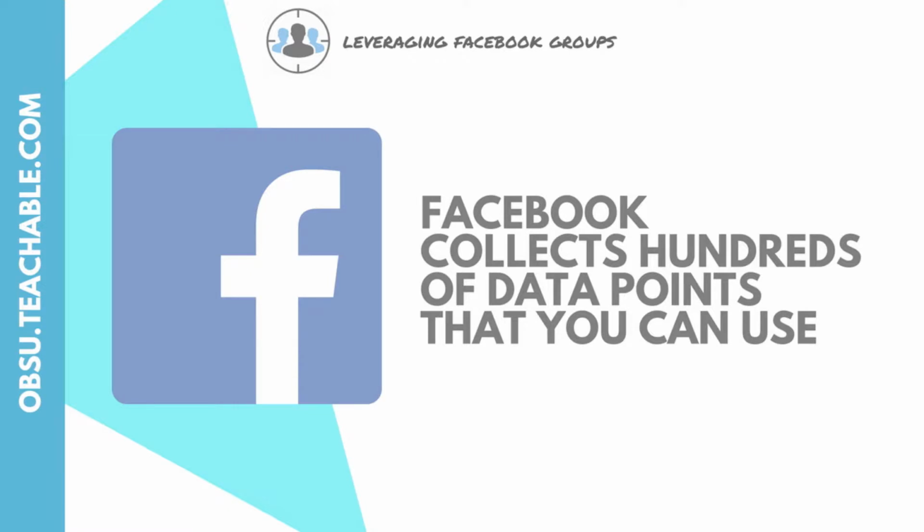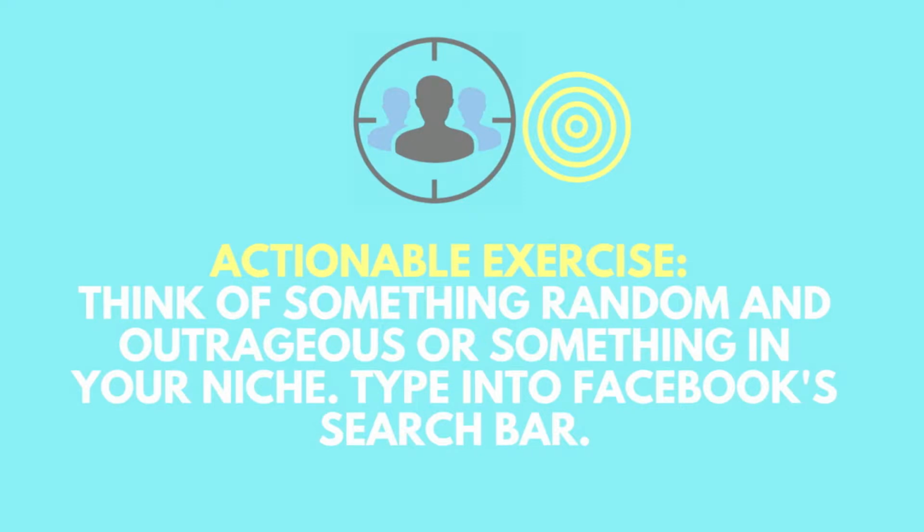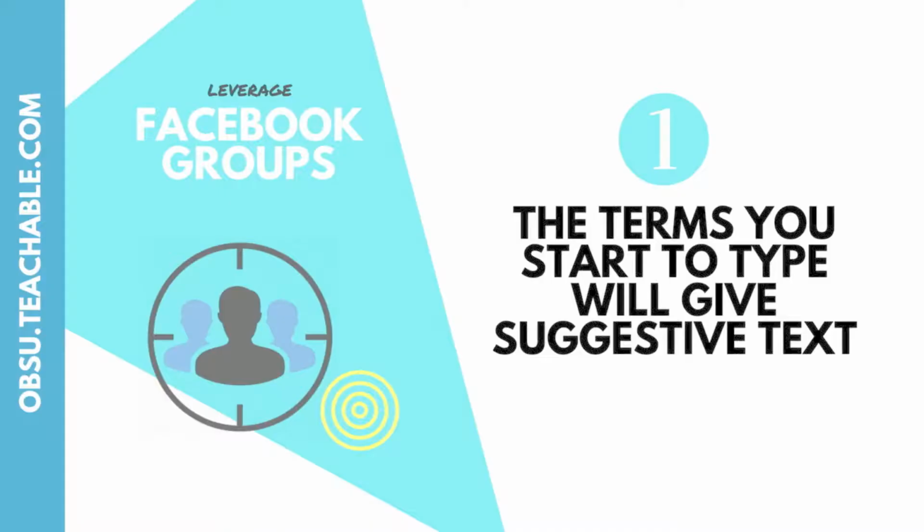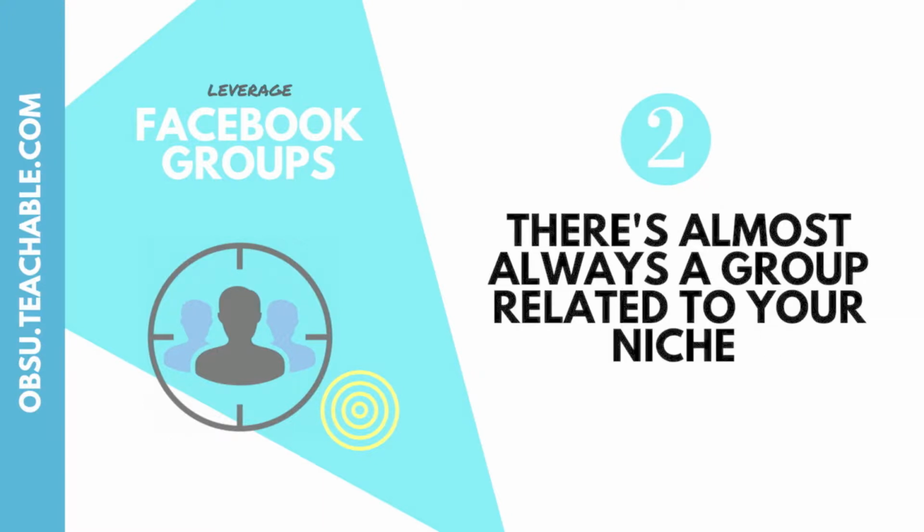As an exercise, just think of any random thing, and the first thought that comes to your mind, type that into the Facebook search bar. Just about anything you type in that box will give you a ton of results, and this is good for 2 reasons. 1, the terms you start to type in will give you some suggestive text, which will give you ideas for keywords you're going to use in one of the bonus tips later.